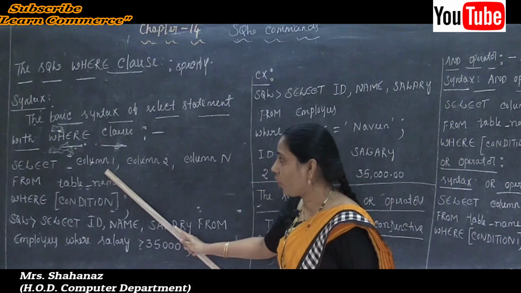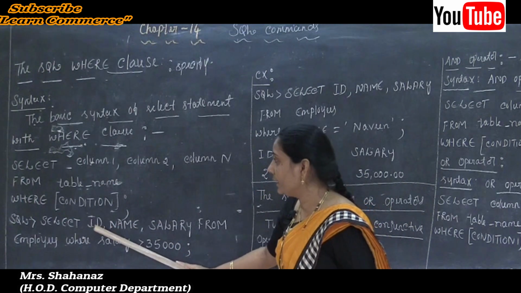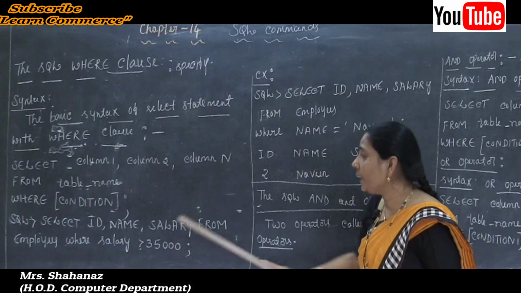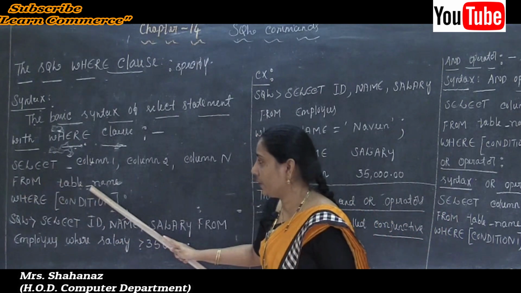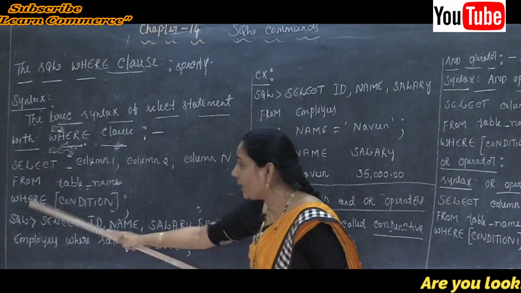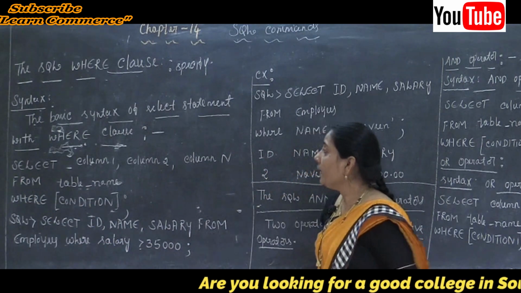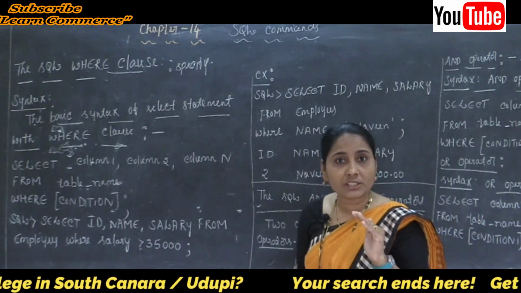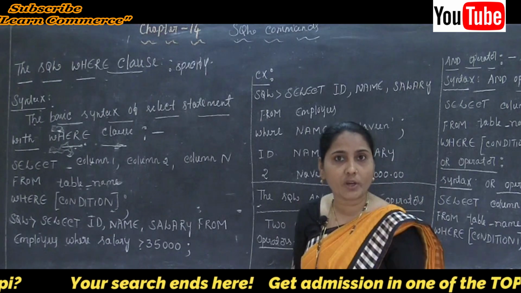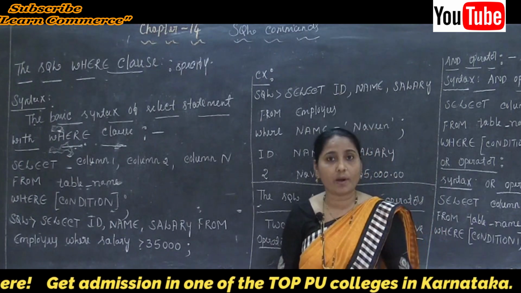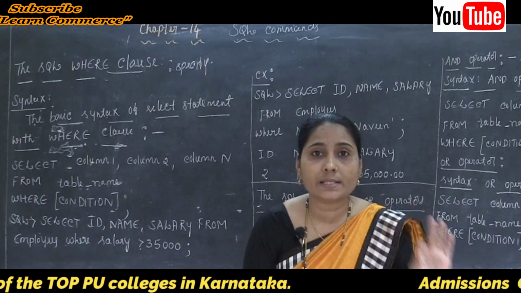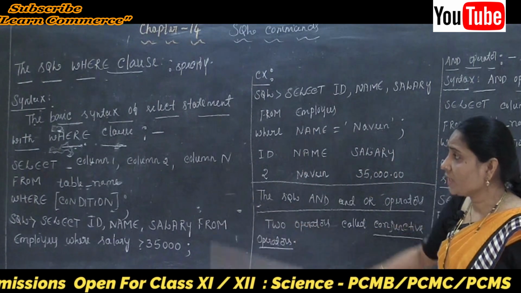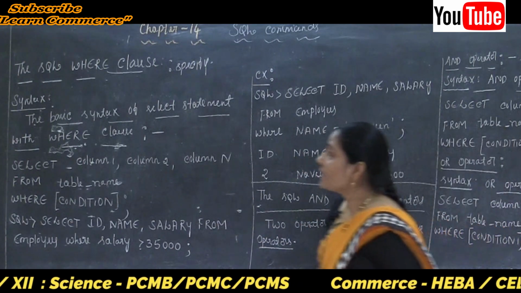So just some of the columns of a table I want to access, so I write column 1, that is the id, column 2 is the name, column n is the salary, from employees, that is from table_name. So from employees where condition, where salary greater than 35,000. So whatever you want to access, whatever value satisfies the where condition in our employees table, only that is going to display in our result table, that is called the result set. So this is an example about our select statement.